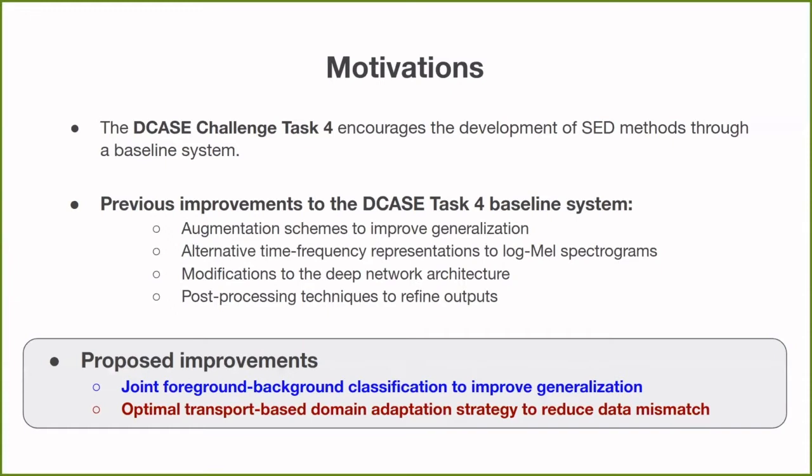In this work, we propose two improvements to the detection of sound events in domestic environments. First, we propose to learn a foreground-background classifier jointly with a sound event classifier. Second, we propose a domain adaptation strategy based on optimal transport to reduce mismatch between synthetic and real soundscapes.